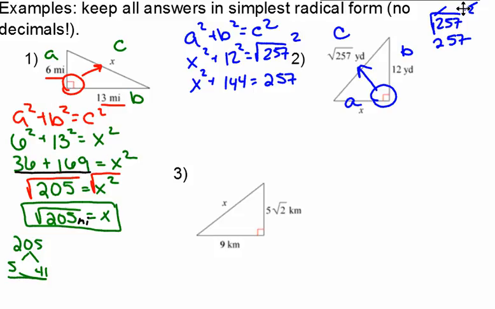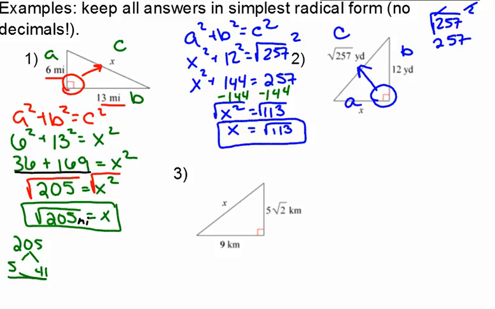We need to get that x squared on a side by itself, so we're just going to subtract 144 because that's the opposite of addition. When we do that, we're left with x squared is equal to 113. We need to get x by itself, so the opposite of squaring something is taking the square root. So we are left with x is equal to the square root of 113. Again, 113 does not have any other buddies that you can pull out, or it can't be simplified, so x is the square root of 113.